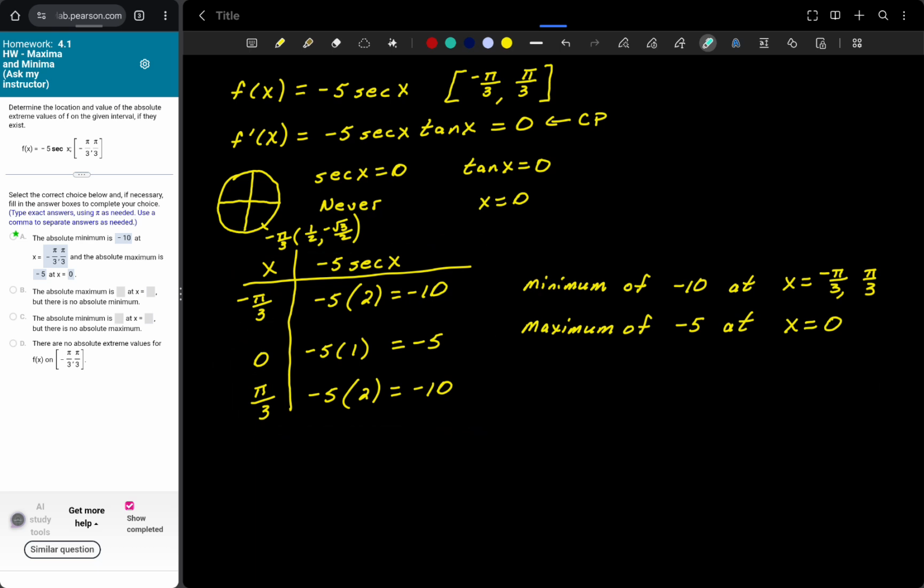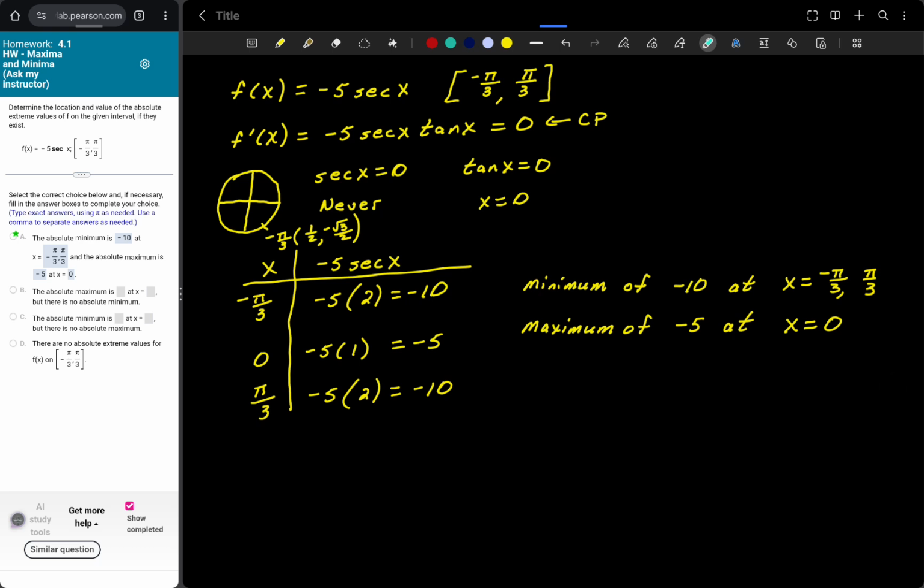Now, when I evaluate at negative pi over 3, negative 5 secant of negative pi over 3, I went ahead and graphed a unit circle right here just to explain. At negative pi over 3, we know that the cosine component is 1/2, and we know it's going to be also 1/2 at pi over 3 up here. So the secant's just the reciprocal of that. I get negative 5 times 2, which is negative 10.